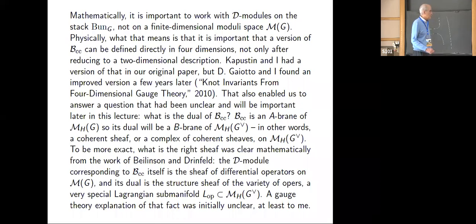Its dual is what's called the structure sheaf of the variety of opers, a very special Lagrangian submanifold of the dual moduli space. I'll give a definition later near the end of the talk. I won't pause to explain right now exactly what the Beilinson-Drinfeld statement was. But anyway, in the physics, it was important to understand why this was true. And we got such an explanation a few years after the original work.